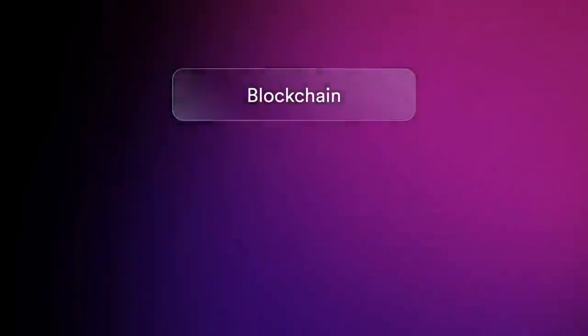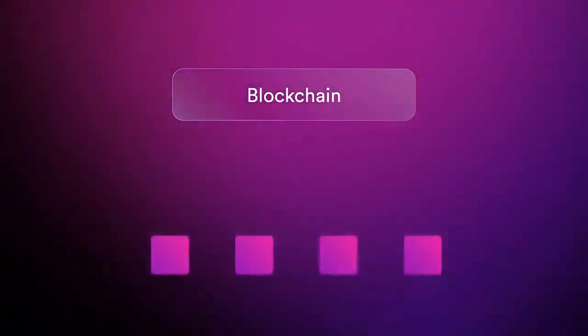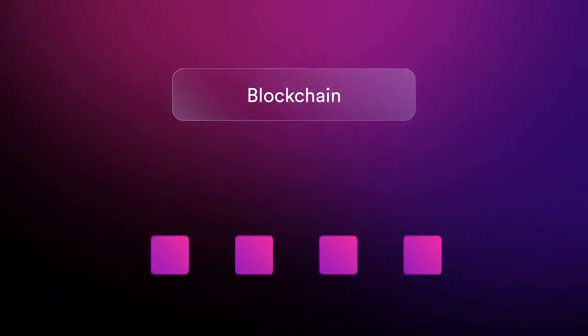Now let's take a look at the name blockchain. We have block and chain, and essentially these two words describe how a blockchain works.